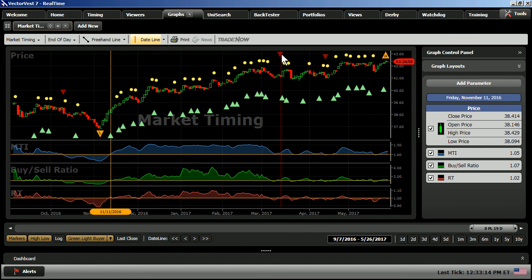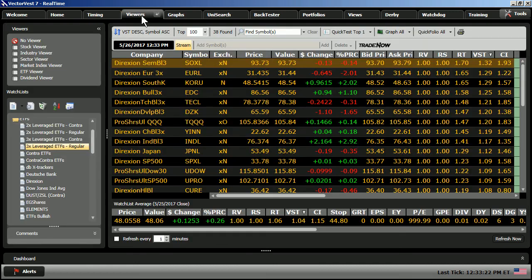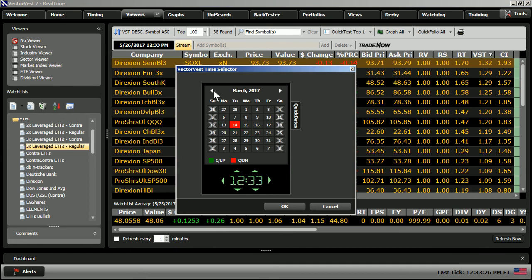We're going to get out on the confirmed down call that occurred on 3/14 of 2017. So we're going to go back to our viewers tab, change the date back to 11/11 of 2016, which again represents the first green light coming off of the bottom, and it was prior to the confirmed up call that occurred on November 15th. We'll click on November 11th, click on OK.